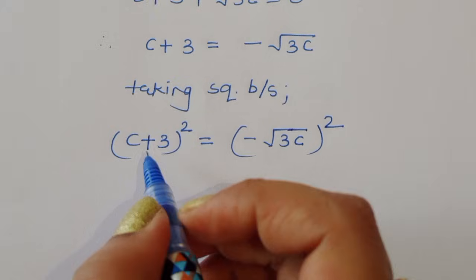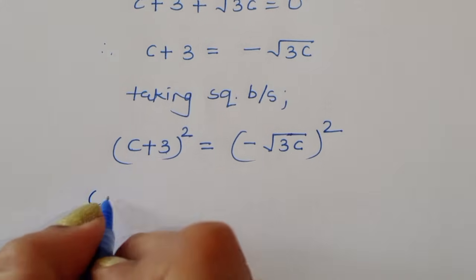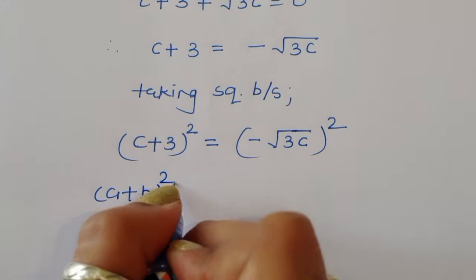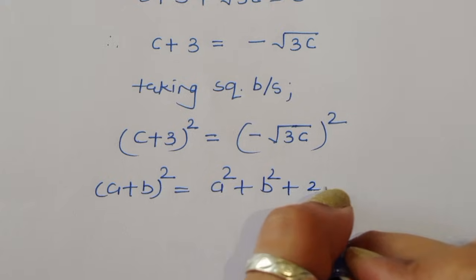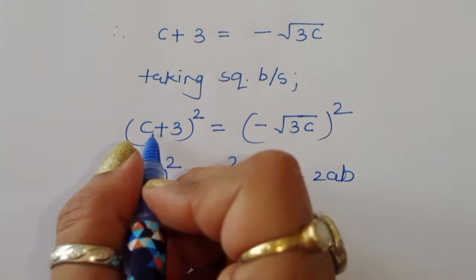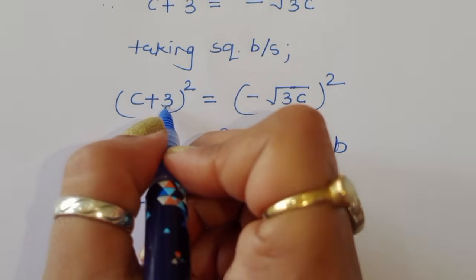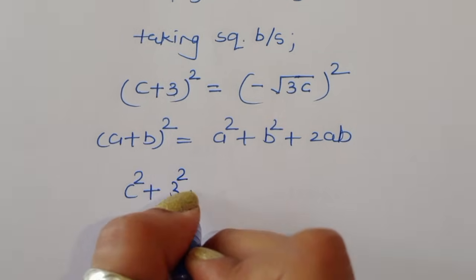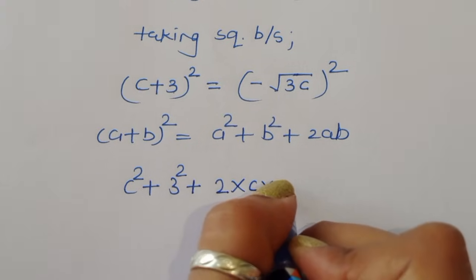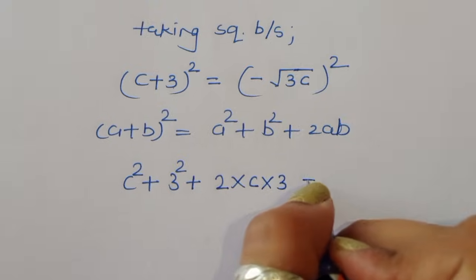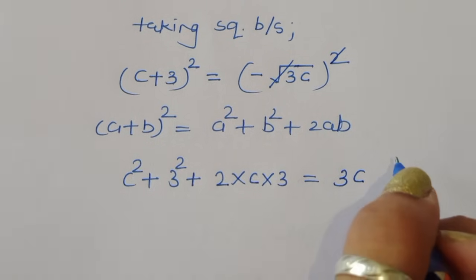Now you can see this is the formula of (a plus b) whole squared. (a plus b) whole squared is equal to a squared plus b squared plus 2ab. So using this formula, we can write a squared plus b squared, where b is 3 squared, plus 2ab, 2 times 3c, is equal to, now this square is cancelled by the square root, so it will become 3c.